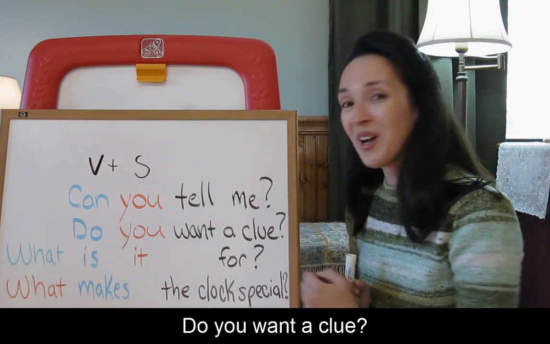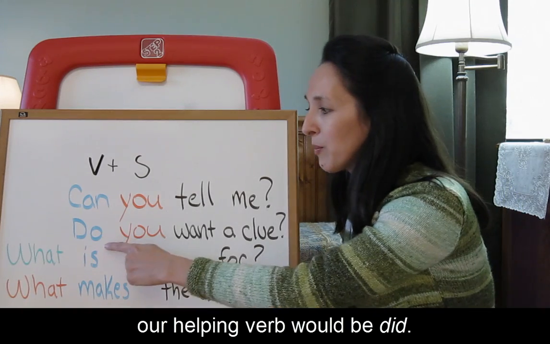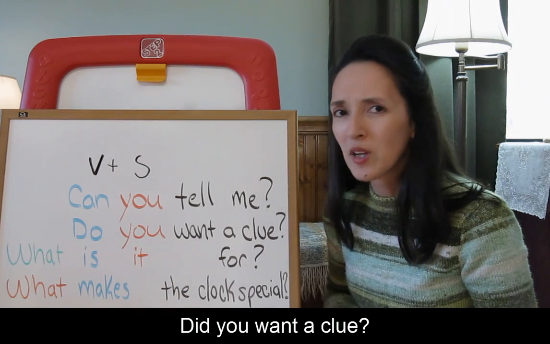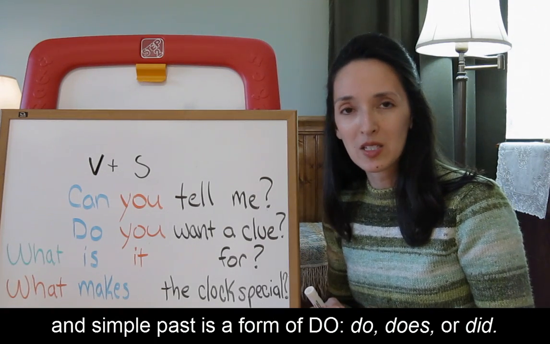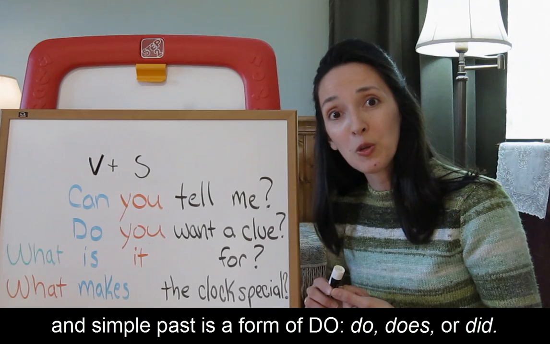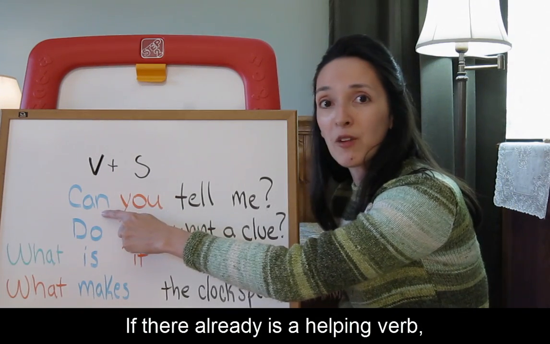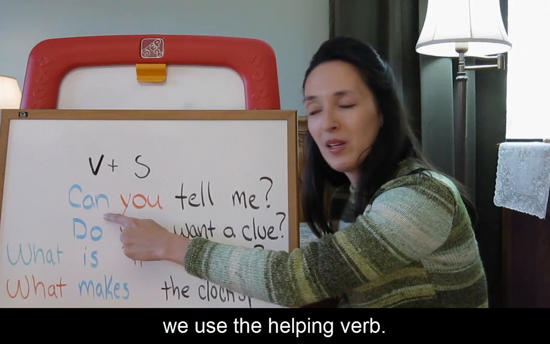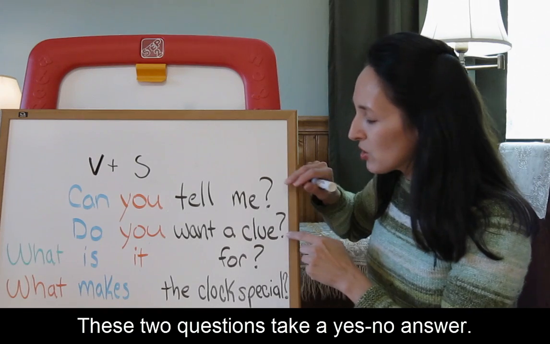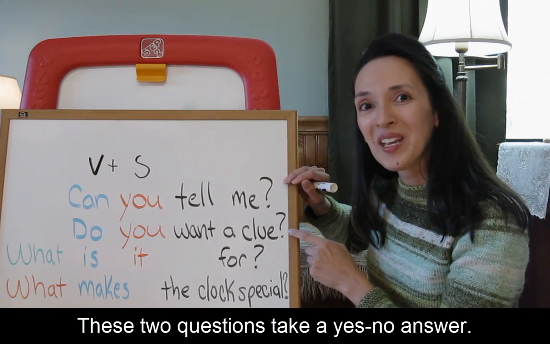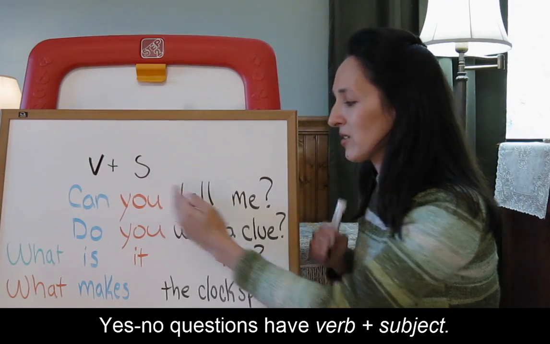Do you want a clue? If this was a question in the past tense, our helping verb would be did. Did you want a clue? So the helping verb for simple present and simple past is a form of do. Do, does, or did. If there already is a helping verb, we use the helping verb. Helping verb, subject, main verb. These 2 questions take a yes-no answer. So yes-no questions have verb plus subject.